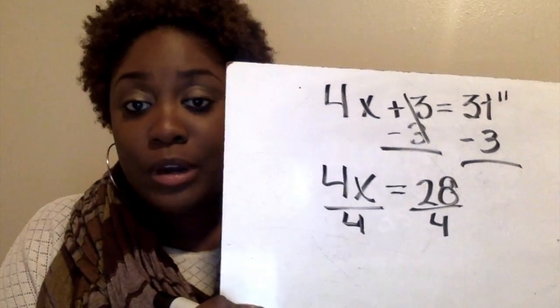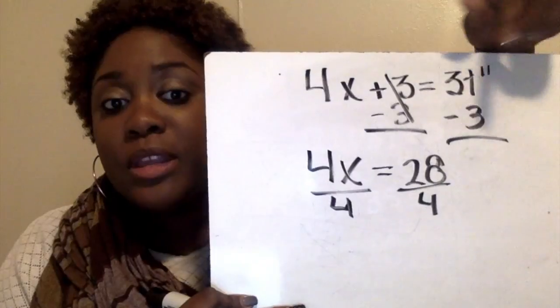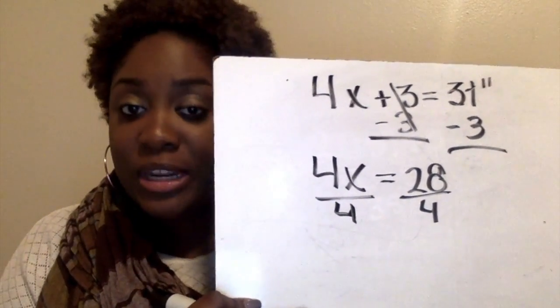And do I have to have that 1 in front of it? I don't. Absolutely not. And so then I have this 28 divided by 4, and we know that it's going to give us 7. So x equals 7.